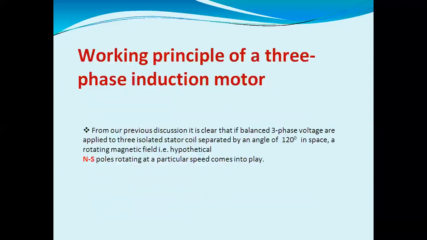So, first of all, we will start with the working principle of a three-phase induction motor. From our previous discussion, it is clear that if balanced three-phase voltages are applied to three isolated stator coils separated by an angle of 120 degrees in space, a rotating magnetic field, that is nothing but a hypothetical NS pole, rotating at a particular speed, comes into play.